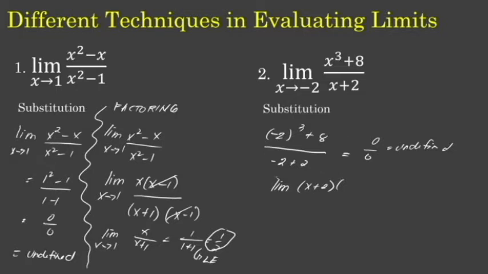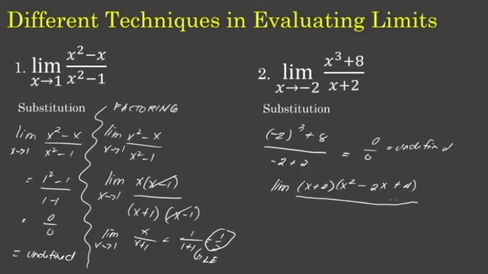Cube root ng x cubed ay x. Cube root ng 8 ay 2. Square natin yung x, it will become x squared. Multiply natin yung x and 2, it will become negative 2x. Minus kasi kapag plus yung given. So, negative 2x. And then, square natin yung last term, it will become positive 4. Okay, that's it.